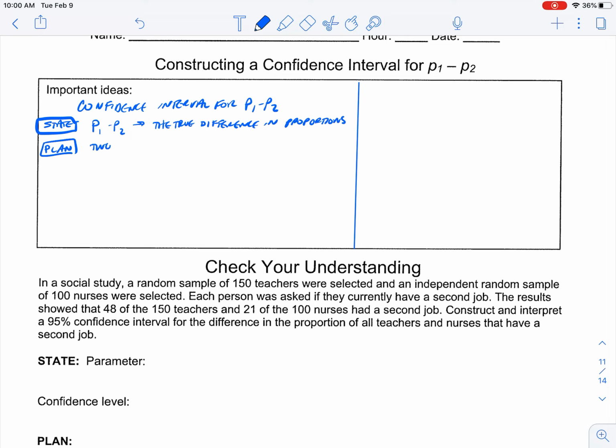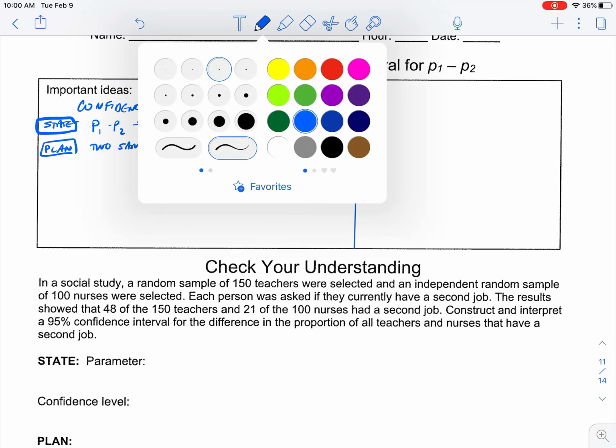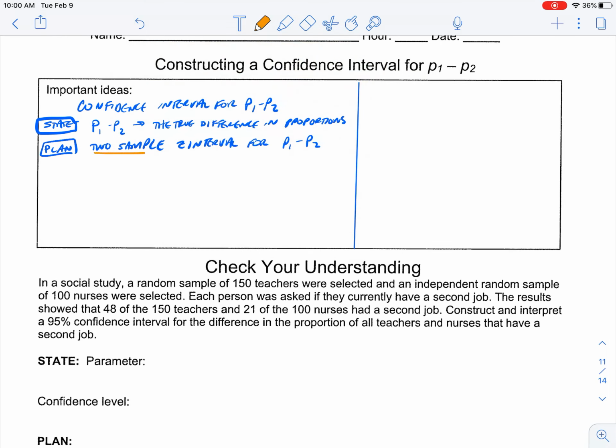And our plan is going to be a two-sample Z interval for P1 minus P2. And this is going to be something we need to kind of keep our eye on. Which test are we doing and which interval are we making? So a two-sample Z interval, you can remember that because we have a difference in proportions. So that's our two-sample from our P1 and our P2. And then our Z interval is because we're dealing with proportions.